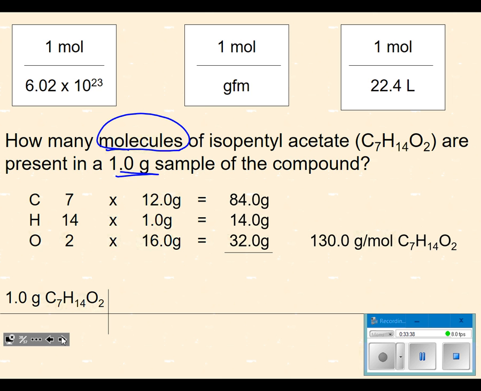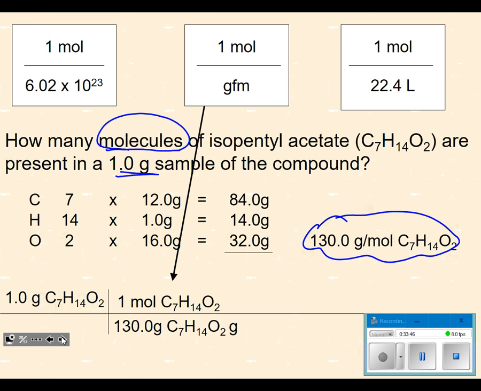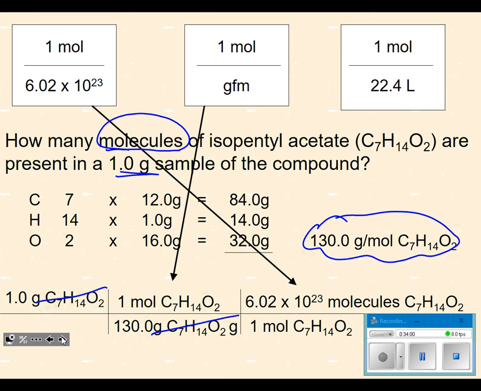Then I'm going to use that GFM, this value, as the conversion factor to cancel out my grams, and I'll put a mole on top. So that cancels my grams out. Then I have moles on top, so I need moles on the bottom, because I want to get to molecules. So I'll put the moles on the bottom and the 6.02 times 10 to the 23rd on the top. That will allow me to cancel out my moles, and I will end up with an answer of 4.63 times 10 to the 21st molecules. So this is just a 2-step dimensional analysis problem, is a good way to think about it.